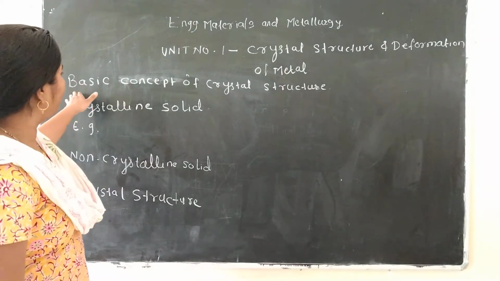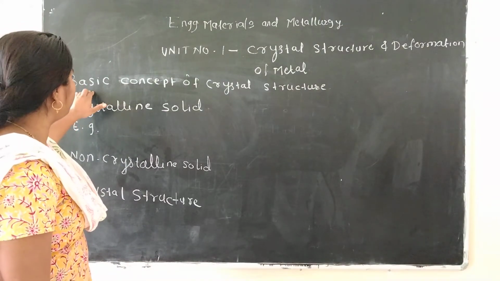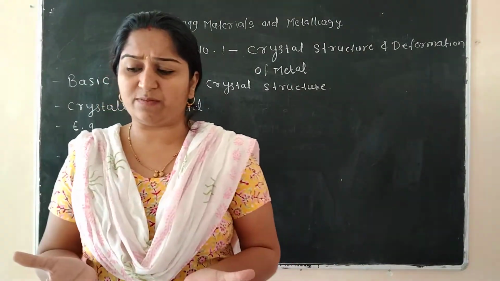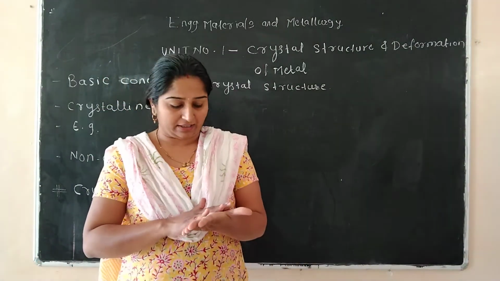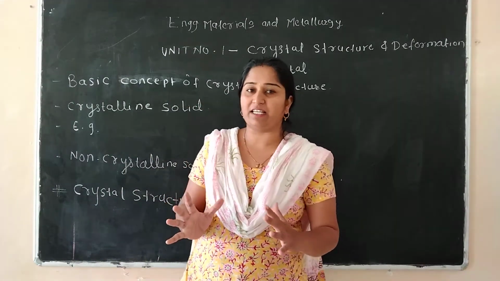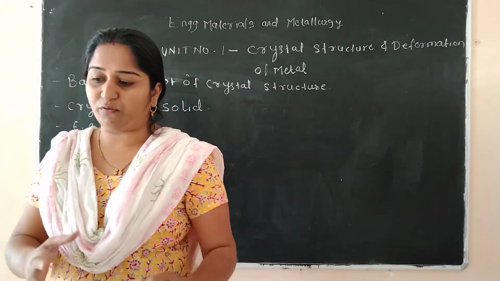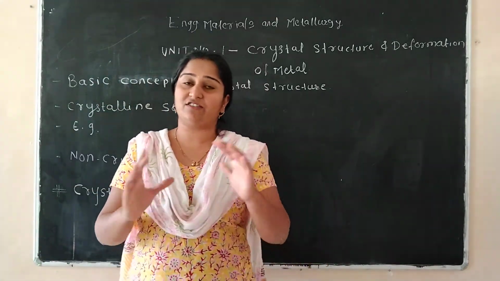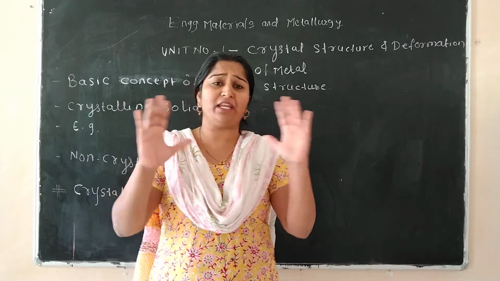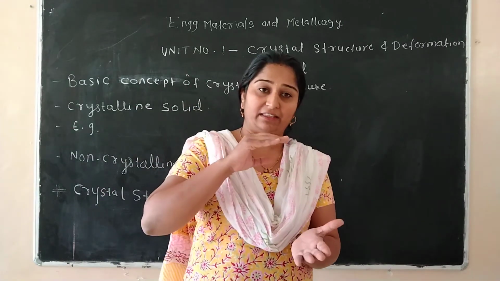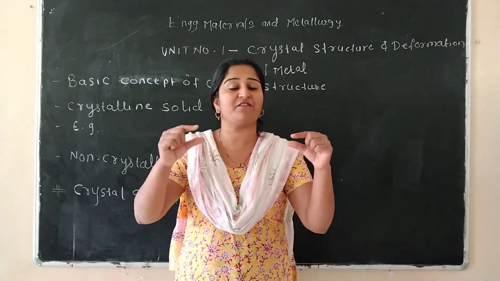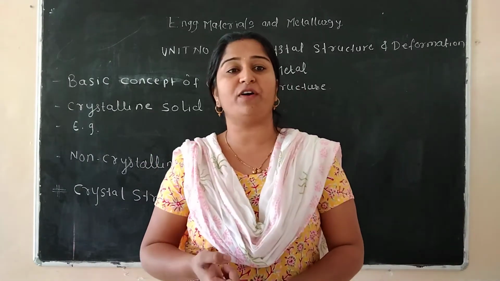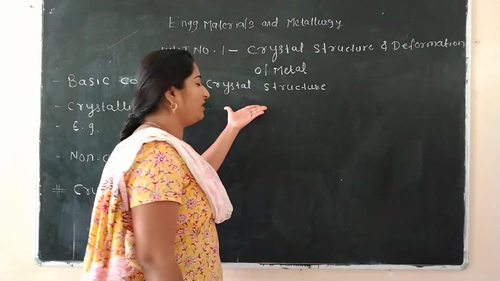Now, the first topic in the syllabus is the basic concept of crystal structure. What is crystal structure? We know that every material is examined on the basis of its structure, and the structure of the metal is made up of many atoms, and those atoms are arranged in a specific manner, at a specific distance, at a specific angle. That type of arrangement is called the crystal structure.